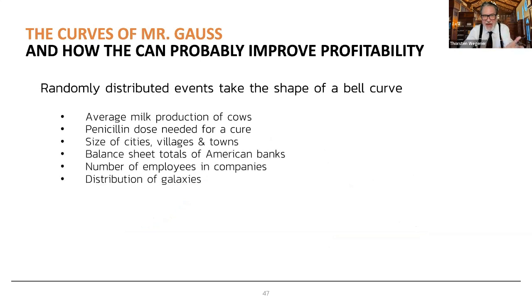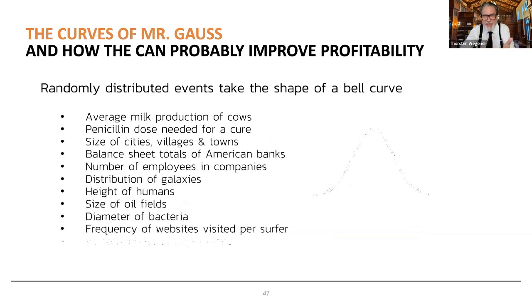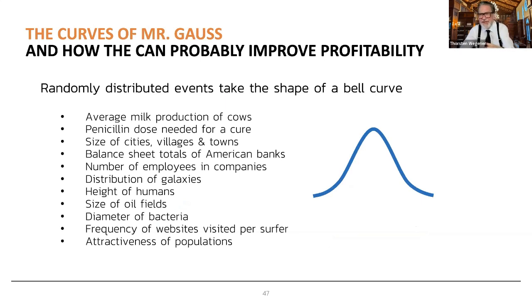So how can probability improve our profitability? When we have these randomly distributed events that take the shape of a bell curve. And when I originally did this little speech a while ago now, I researched some examples of where we can find this shape.